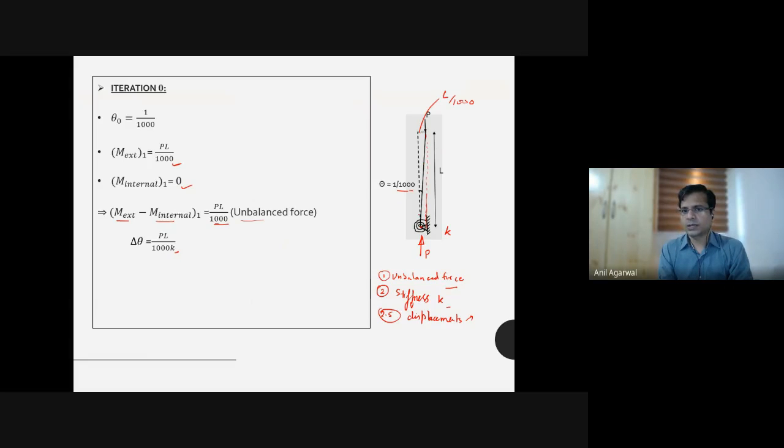So basically what it means is that this is the vertical line. This was originally the bar configuration. But because of this P that I have applied now, the bar will rotate further to this position. Okay. And how much is this rotation? This delta theta is PL by 1000 K. Agreed?